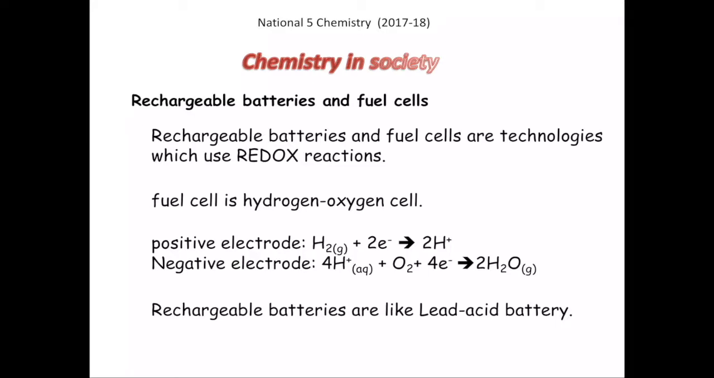An example of a fuel cell is the hydrogen oxygen cell. In a fuel cell, at the positive electrode, hydrogen will lose two electrons forming hydrogen ions, and at the negative electrode, these hydrogen ions combine with oxygen forming water molecules. An example of rechargeable batteries is the lead acid battery.